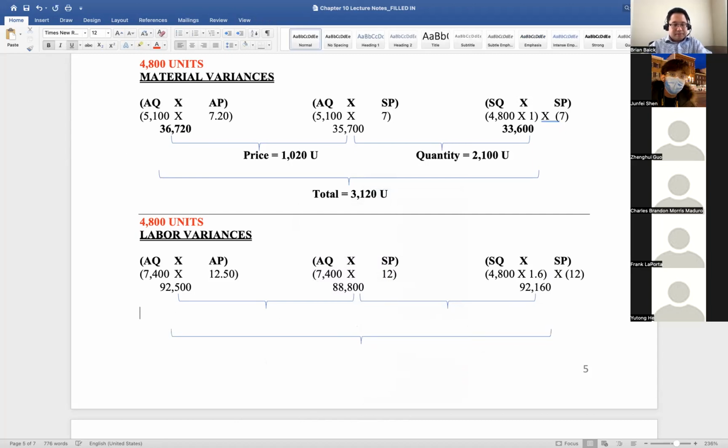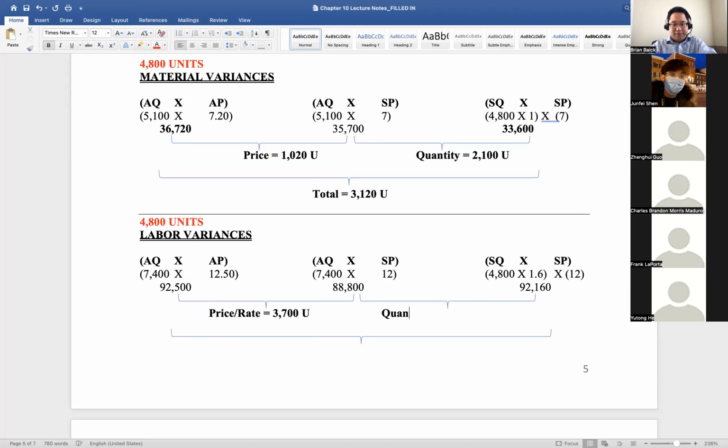Okay, so this is called the price variance. For labor, sometimes it's also called the rate variance. So for labor, they call it either the price or the rate variance. For materials, they always call it the price variance. To make your life more complicated, they do that. So 92,500 minus 88,800. It's a positive number. So 3,700 positive, so U. Positive means more cost.